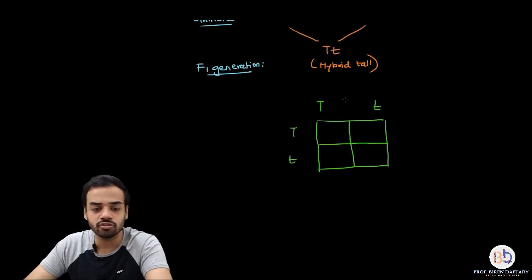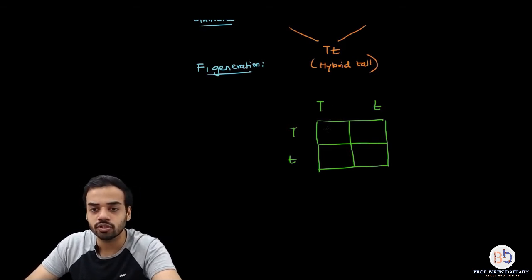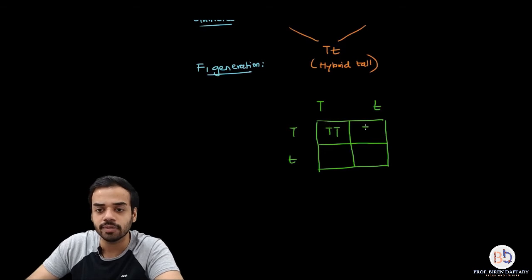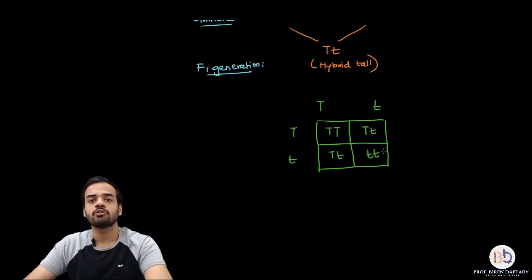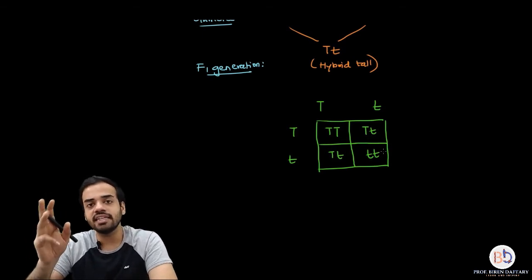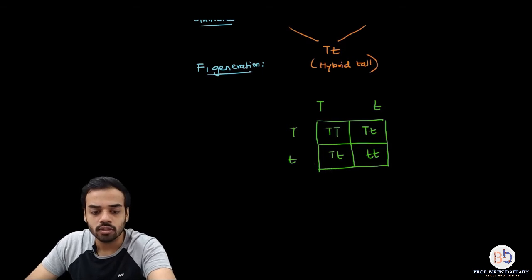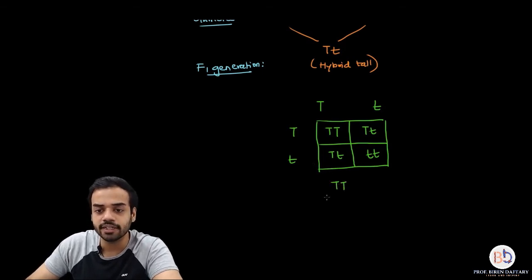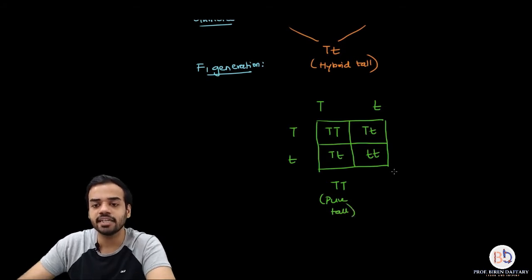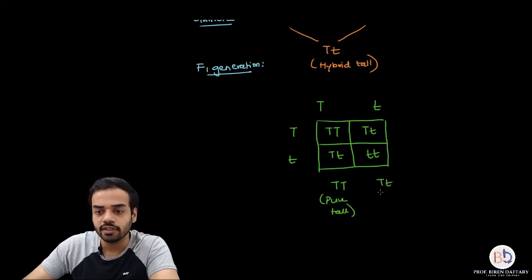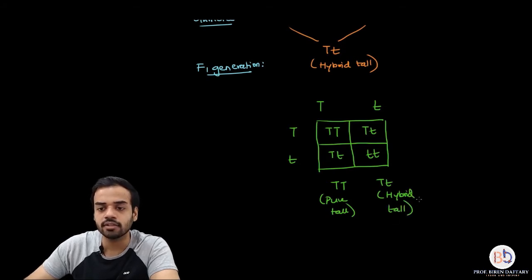Now writing the individuals over here, so this individual is going to be capital T, then this will be capital T small t, and small t. So you are getting basically 3 types of individuals based on their genotype, right? I'm going to write them down. The first one is going to be capital T, which is a pure tall plant. The second type of genotype is capital T small t, which is a hybrid or a heterozygous tall plant, and the third one is small t, which is a dwarf plant.